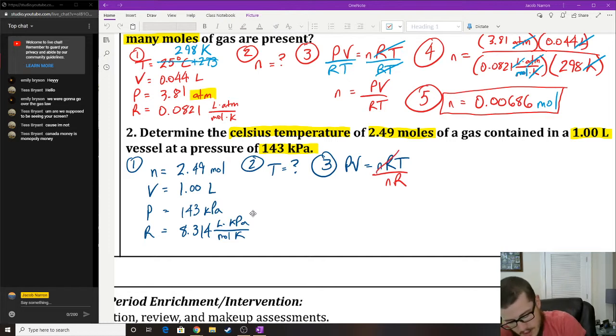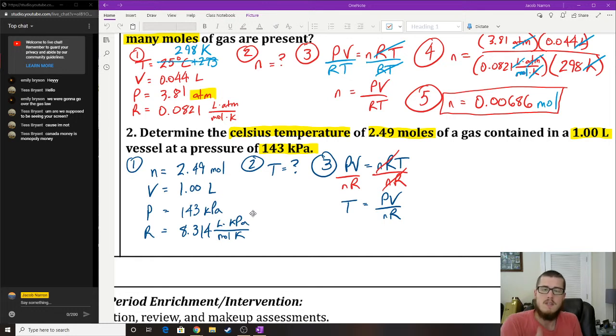That helps me cancel it. And as you guys know, whatever you do to one side, you have to do the other. So I'm going to divide by NR over here. When I do that, I get T equals PV over NR. And there we go. T, the variable we're looking for, is isolated.